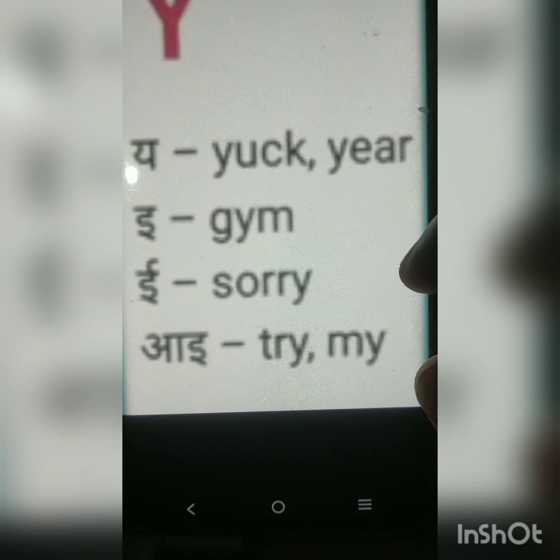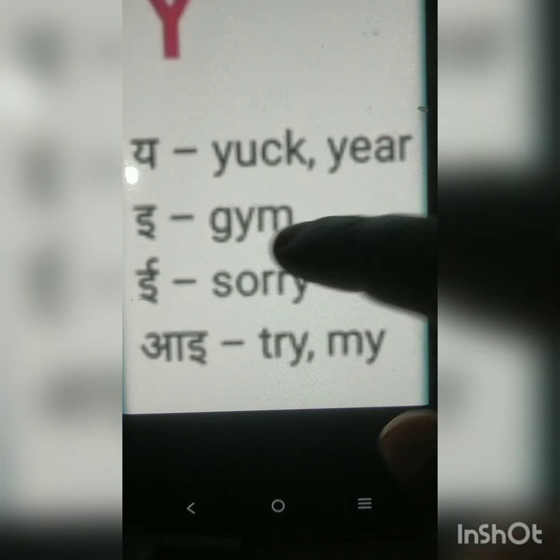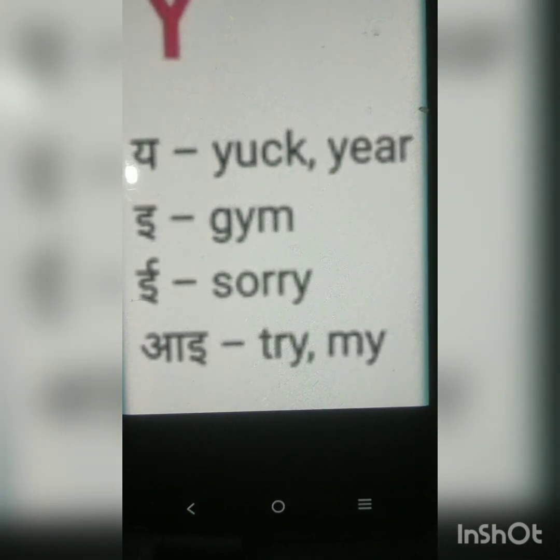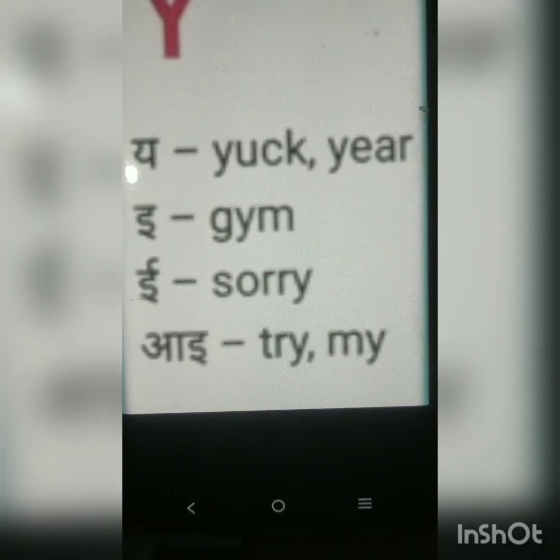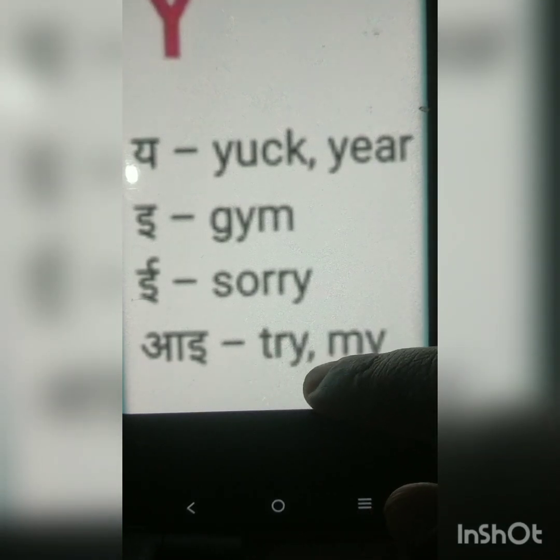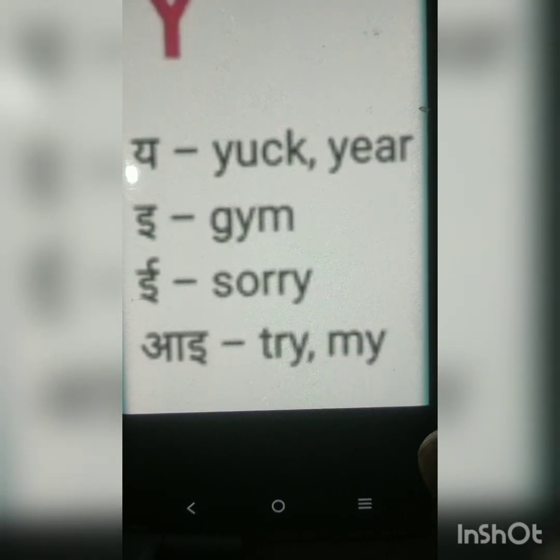So Y, you see, Y has 4 kinds of sounds. You see, Y-U-C-K, yuck. Y-E-A-R, year. Then the E sound: G-Y-M, gym. S-O-R-R-Y, sorry. Next one is the I sound: T-R-Y, try. M-Y, my. So these are the sounds.